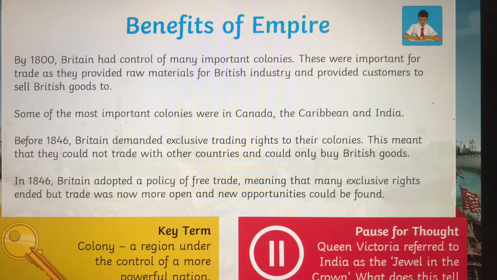Also, pause for thought. Queen Elizabeth referred to India as the jewel in the crown. What do you think her attitude towards India was? A jewel in the crown. Is that something good or is that something bad?